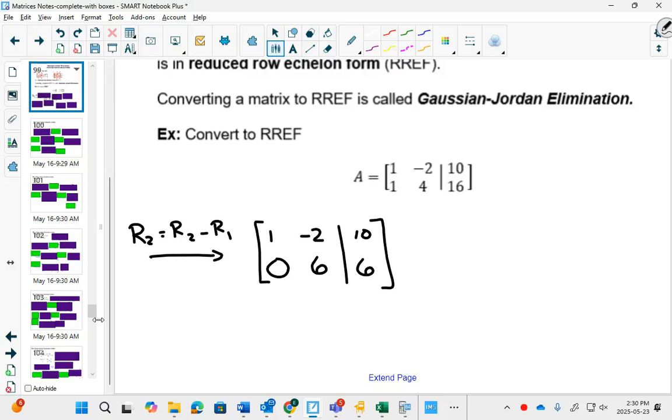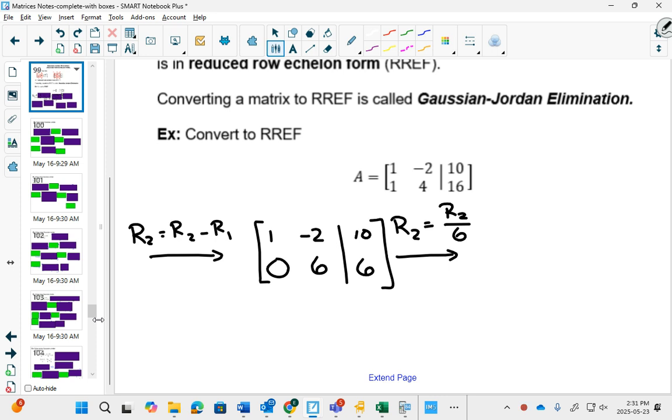Step 1 done. Now, if you were doing Gaussian elimination, you would now change things back to equations, right? And say 6y equals 6. I could solve for y. Then 1x minus 2y equals 10. Plug in y, you could solve for x. But in Gauss-Jordan elimination, we want to get that identity matrix. So step 2, we want to change this 6. I'll take row 2. And if I want to change that 6 into a 1, does it make sense that you would need to divide row 2 by 6?